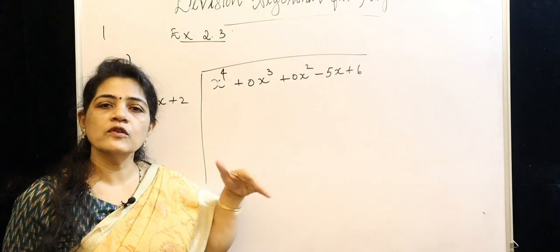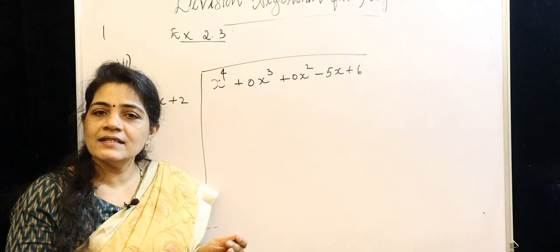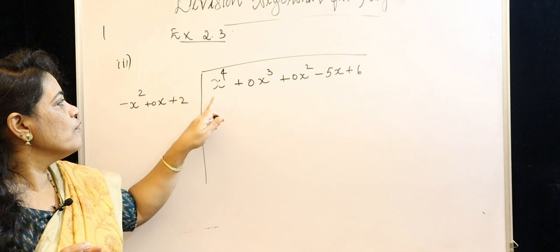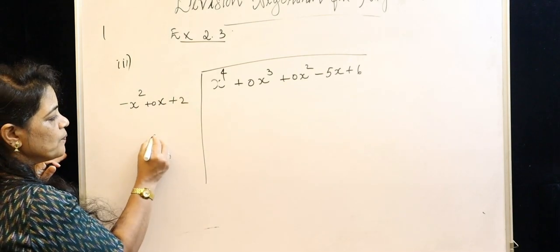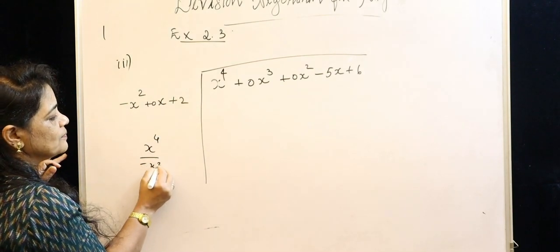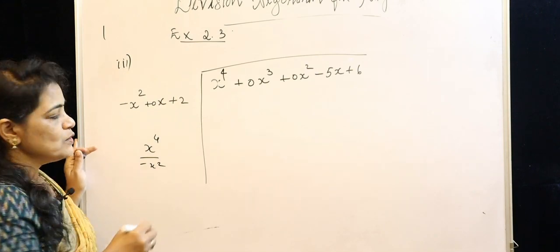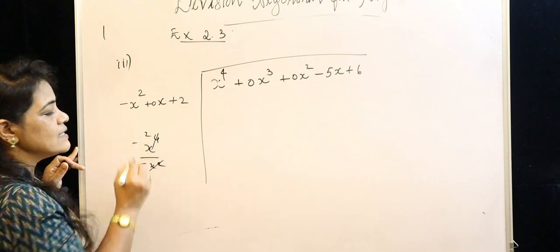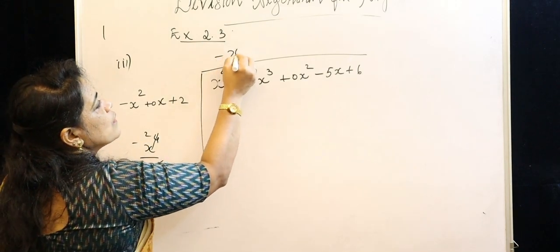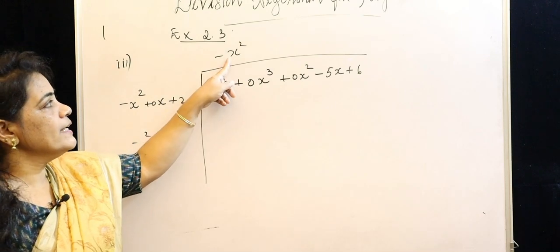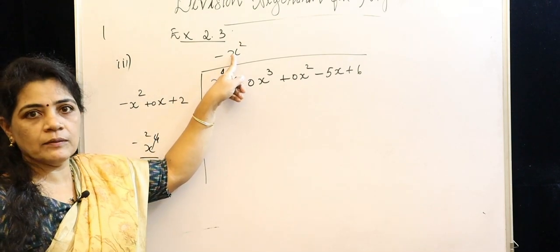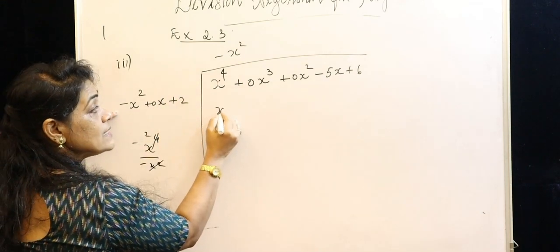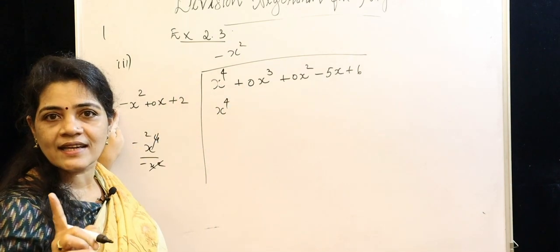Idea is clear, children? So we can continue as usual by considering the first term of p of x, that is x raised to 4. Divide x raised to 4 with the minus x square. So x raised to 4 divided by x square gives x square, and the minus sign is there. So minus x square. Then multiply each term with the new term in the quotient, that is minus x square, into minus x square plus x raised to... always consider the sign.